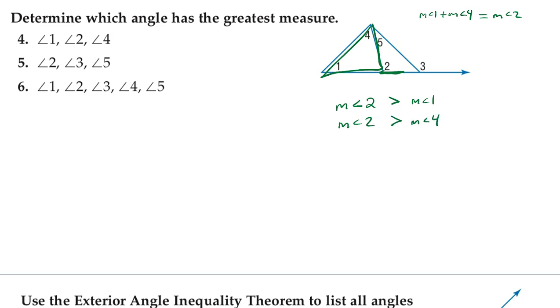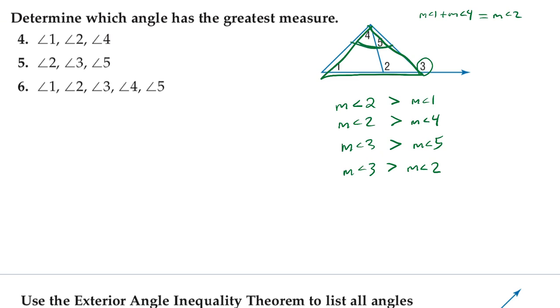Okay, do we have any other exterior angles here? Let's look. Okay, well, we got angle 3 here. Angle 3 is an exterior angle of this triangle. So that means the exterior angle is bigger than the measure of angle 5, and the measure of angle 3 is also bigger than the measure of angle 2. But hold your horses. Look at this. Angle 3 is also an exterior angle of this triangle.